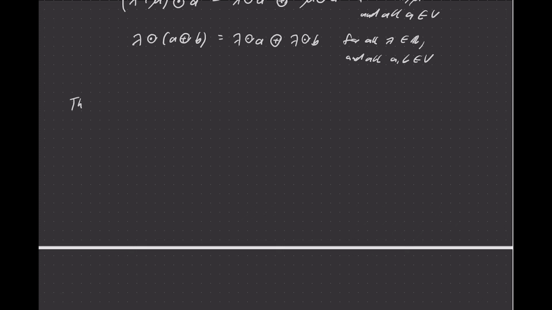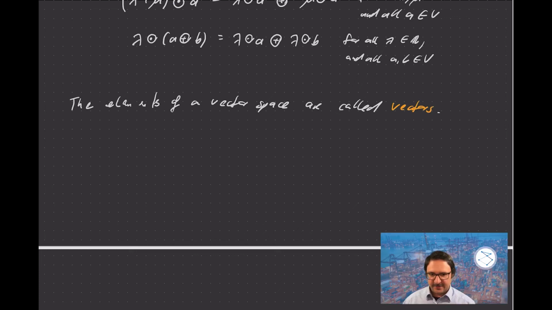And finally, last sentence of that definition, the elements of a vector space are called vectors. So if anyone ever asks you what a vector is, then the one correct answer would be an element of a vector space. Please don't say something like a point or an arrow or something like that.